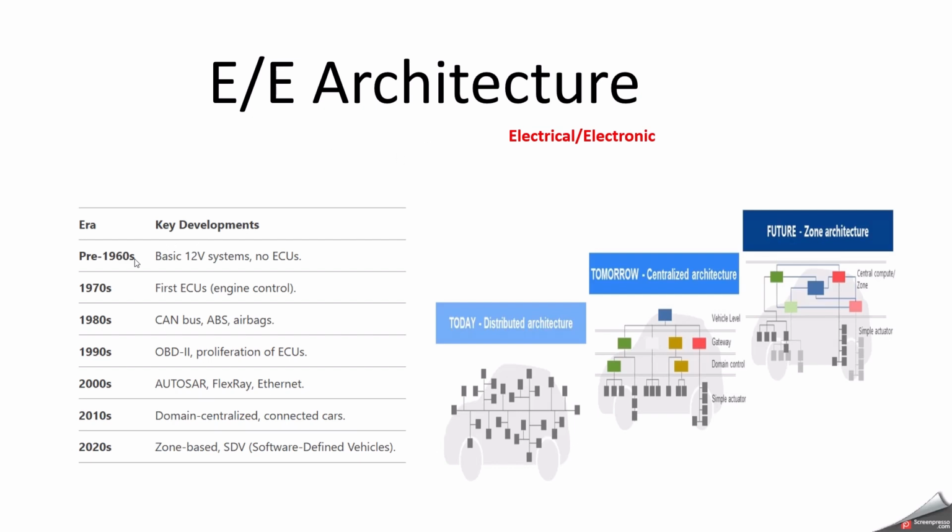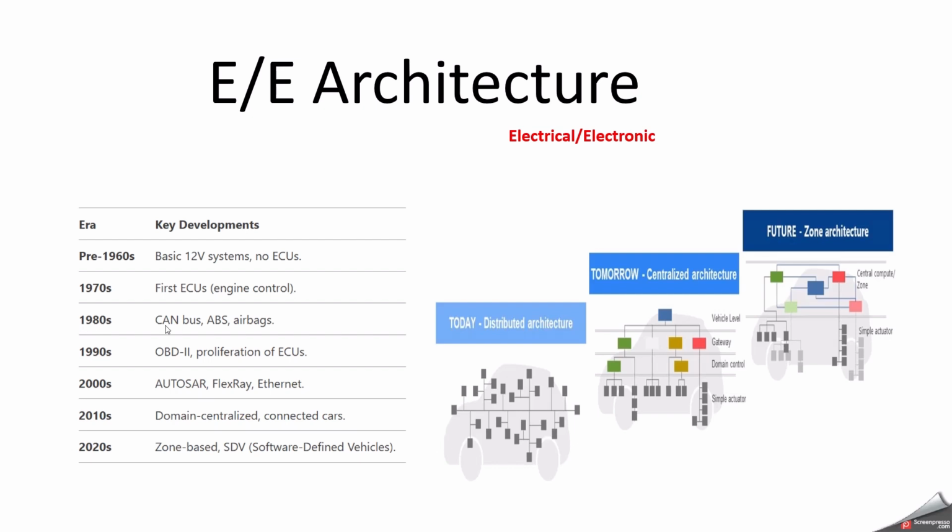In the pre-1960s, we used only a basic electrical system. At that time, there were no ECUs introduced in vehicles. In the 1970s, we started to use the ECU specifically for engine control purposes. The introduction of electronic fuel injection and electronic ignition systems led to the first use of microcontrollers in vehicles. From there onwards, we started to talk about E/E architecture.